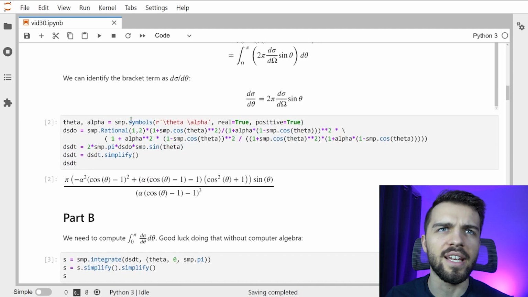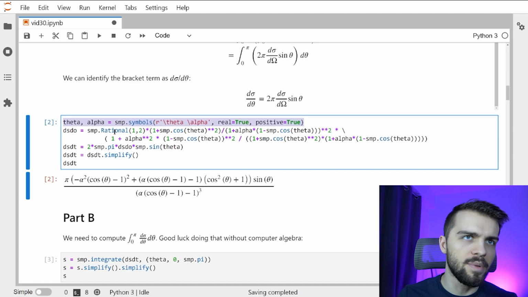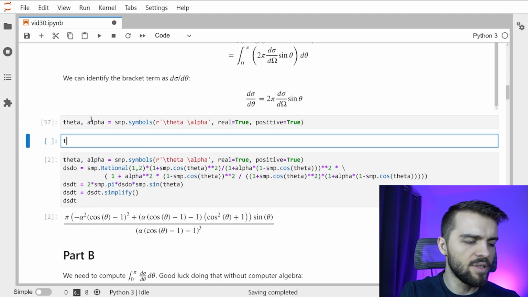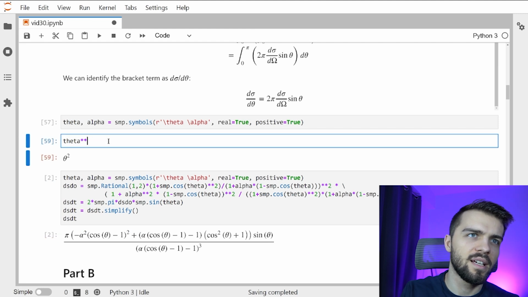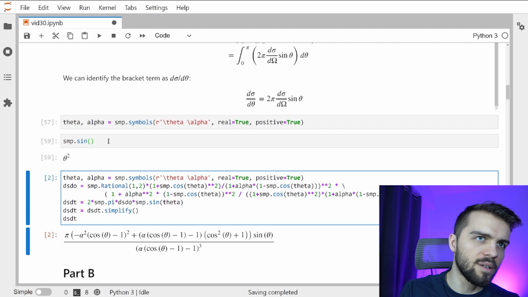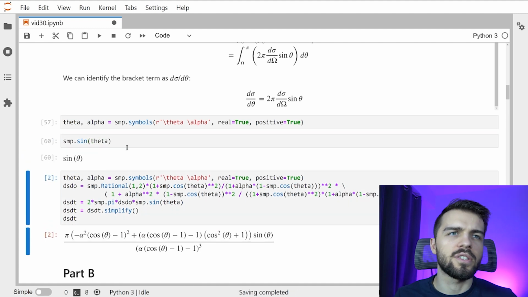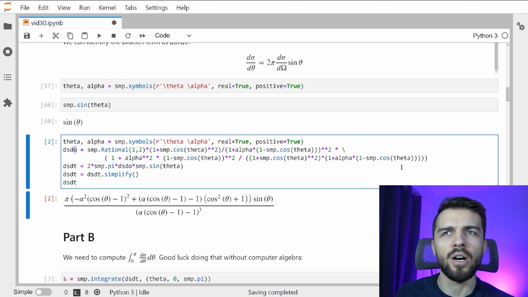So let's start getting into this in SymPy. First I define theta and alpha, which of course are going to be the important variables for this video. I always do this at the beginning, but I have these variables and I can do stuff with them. I can square theta, for example. I can take sympy.sin of theta. So these are little variables that we can build expressions out of. First I define ds do, d sigma d omega, as this big complicated expression here.